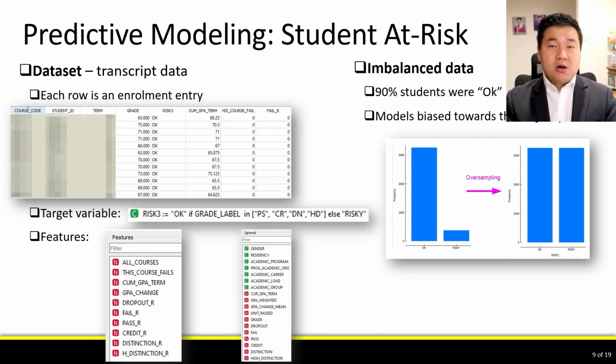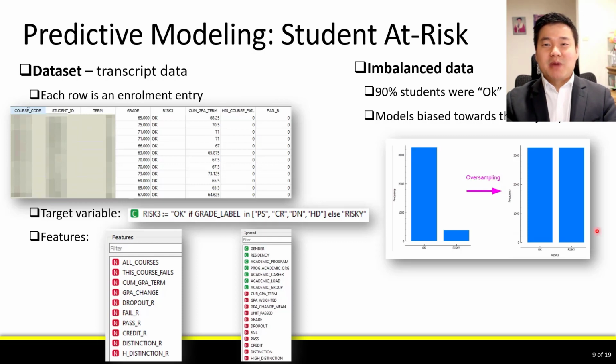One thing I would like to mention is that our dataset is very much imbalanced. So we have more than 90% of our students were in the OK category. So if we had trained our models based on this original dataset, our models would have been biased towards the majority class here.